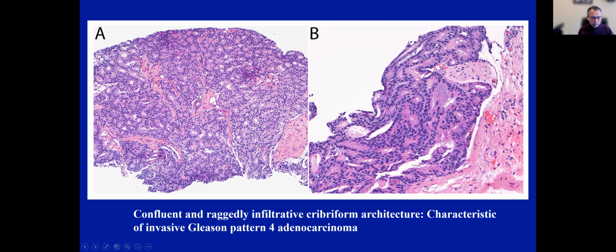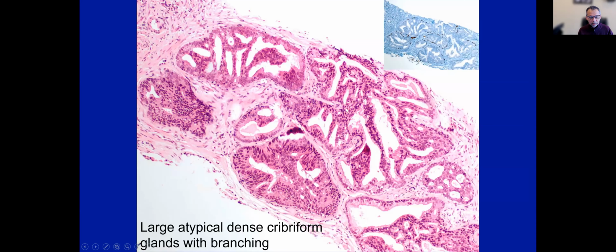When you see this type of morphology, you really do not need a basal cell stain to see whether you have a presence or absence of basal cells. The morphology here is pretty diagnostic. In this example, you see clearly perineural invasion, which would be evidence of an invasive process. So here are some examples of obvious cribriform Gleason pattern 4 prostate cancer.